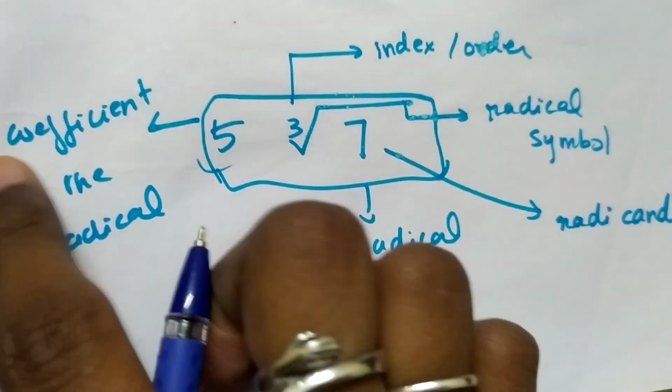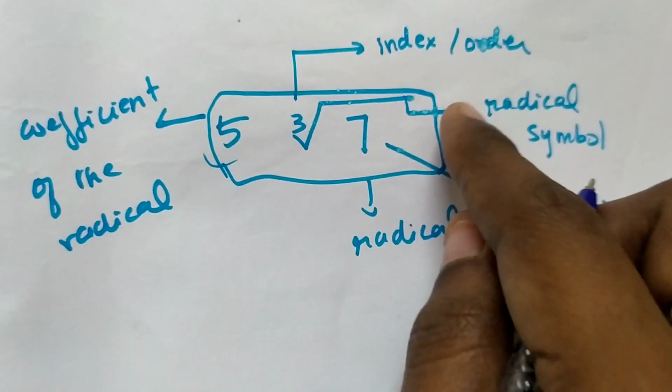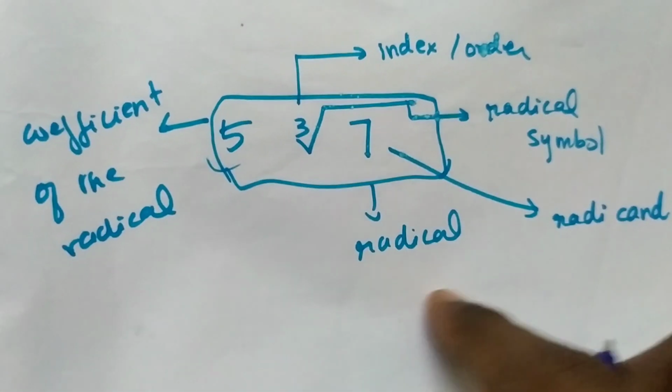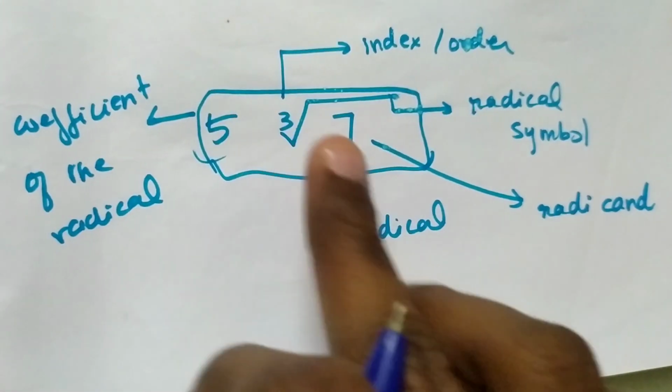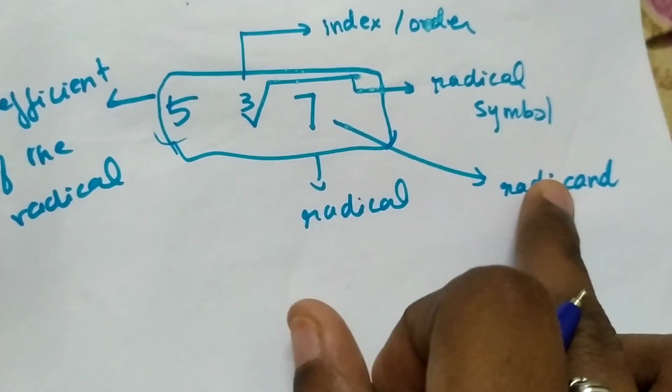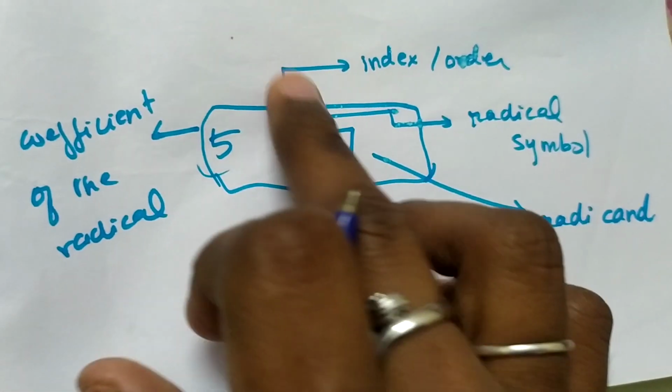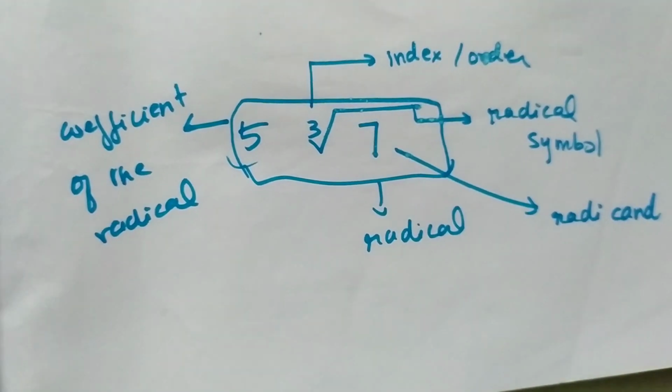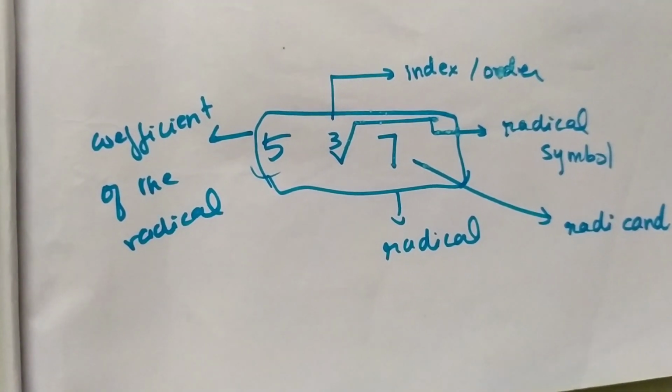Then this 5 is called coefficient of the radical. Then this total value is called radical. Here the total value is radical and the inside number is radicand. This is radical symbol, index or order, coefficient of the radical. According to this, we are going to see some problems.